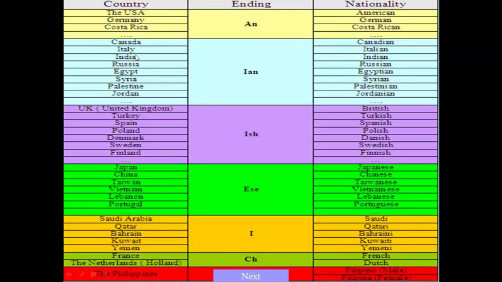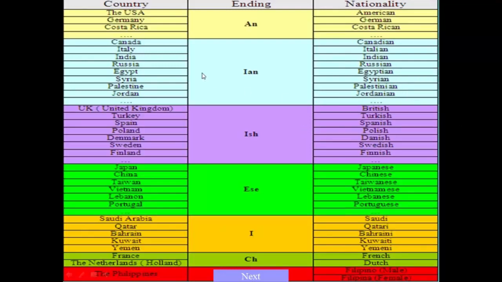Okay, and we have other countries that use IAN. So instead of AN, we use IAN. Okay, so we have Canada, Italy, India, Russia, Egypt, Syria, Palestine, and Jordan. Okay, so now when we want to talk about people with these nationalities, we go Canadian, Italian, Indian, Russian, Egyptian, Syrian, Palestinian, Jordanian.